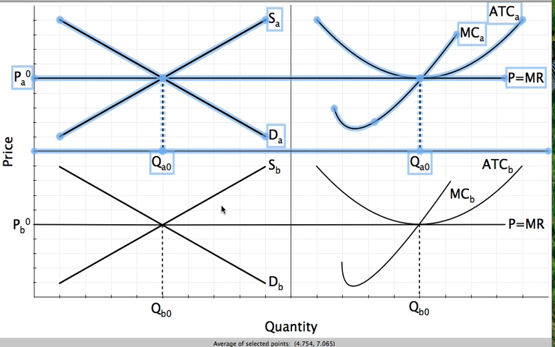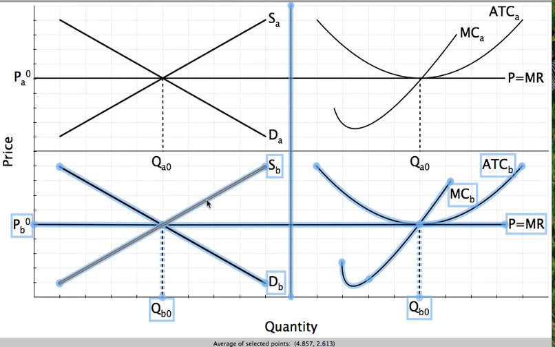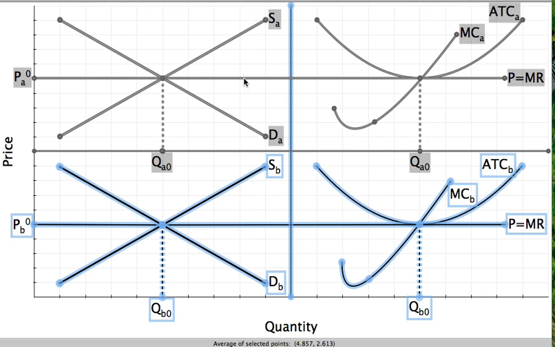If we look down at the bottom, what we have here is that we're representing good B. This is good B and the market for good B. So I want you to realize that the top is good A, the bottom is good B. And again, what we see here in the bottom part of this graph is that on the left-hand side, we have the market for good B.